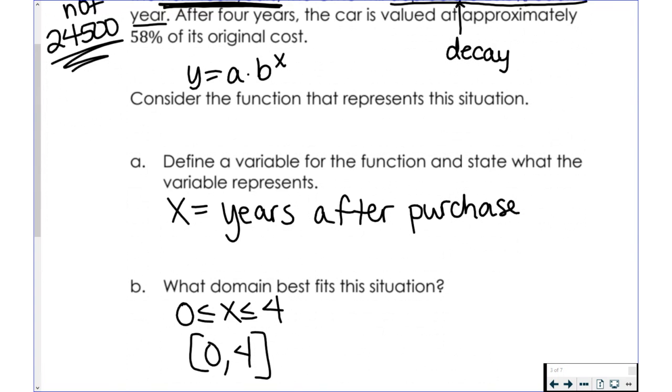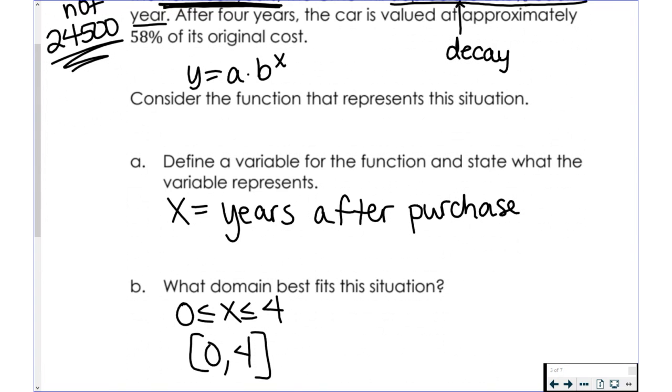Once you get past that 4-year mark, I don't know enough about cars to tell you what happens, but it's either going to start decreasing quicker or decreasing slower. I truly don't know which one it is, sorry, but it's not going to be 10.5% anymore. That's why we have to stop the domain at 4.